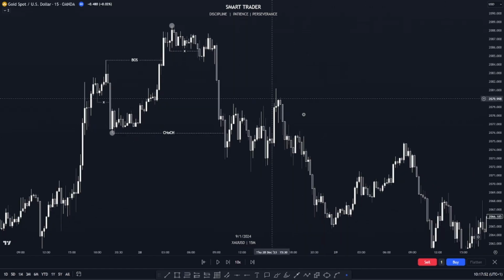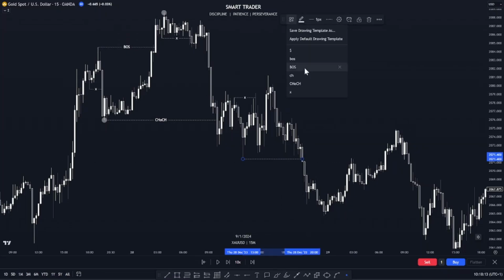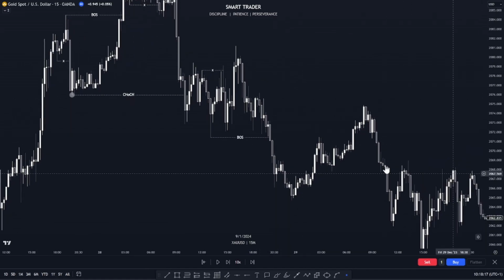After that we have to keep doing our structure mapping by marking our inducement and breaks of structure. We see here that the market has made a valid pullback, taken out this inducement, and then broken the last lower low here. So the market is saying that it's willing to push downside. The bearish trend is going on here.